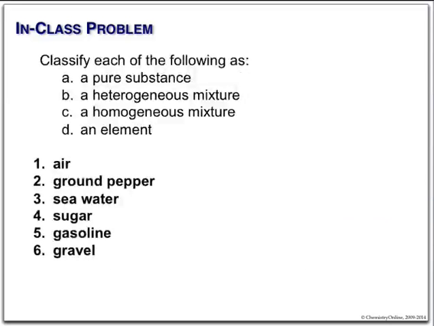Very simple question. You probably won't see something this simple on an exam. Classify these as pure substance, heterogeneous, homogeneous, or an element. Well, air. Air is a mixture, isn't it? It has oxygen, nitrogen, carbon dioxide, and lots of other little gases in there. But you cannot simply and easily pick out the oxygens, can you? Therefore, this is C, a homogeneous mixture.